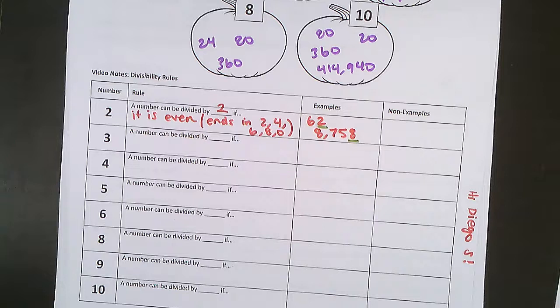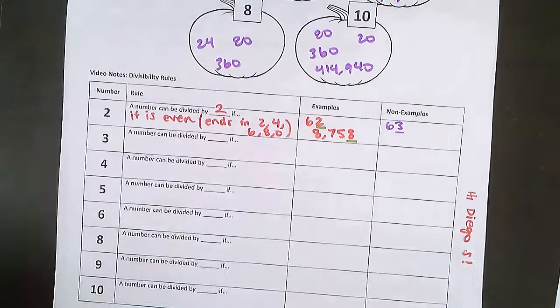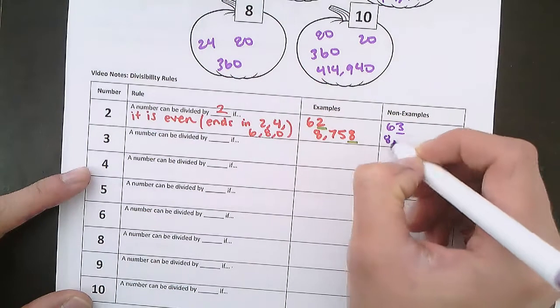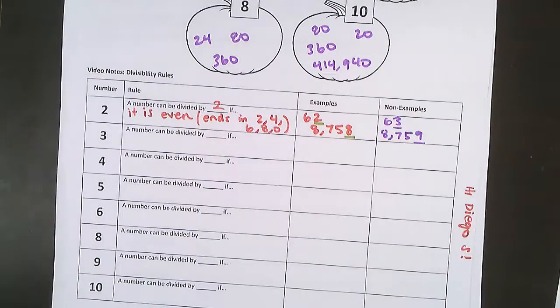A non-example might be 63, because that ends in a 3. That's not an even number. Or 8,759. It ends in a 9. 9 is an odd number. It can't be divided by 2.